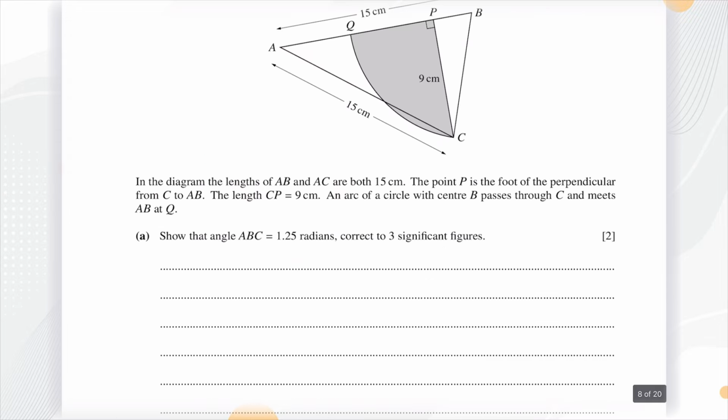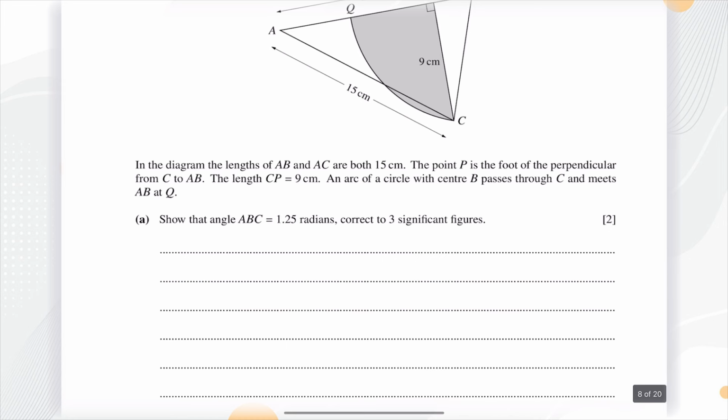Alright, now here's question 7. Question 7 says, in the diagram, circular measure by the way, in the diagram, the lengths of AB and AC are both 15. So that means we're looking at an isosceles triangle, perhaps even an equilateral triangle. We'll find that out later. In fact, I'm pretty sure it's not an equilateral triangle actually. The point P is the foot of the perpendicular from C to AB. The length CP is 9. An arc of a circle with center B passes through C and meets AB at Q.